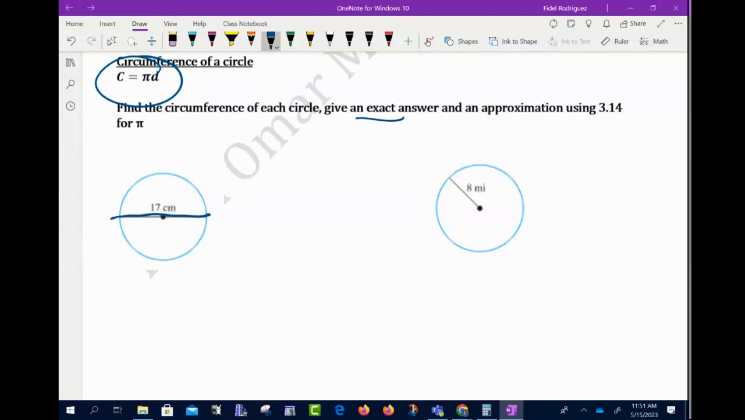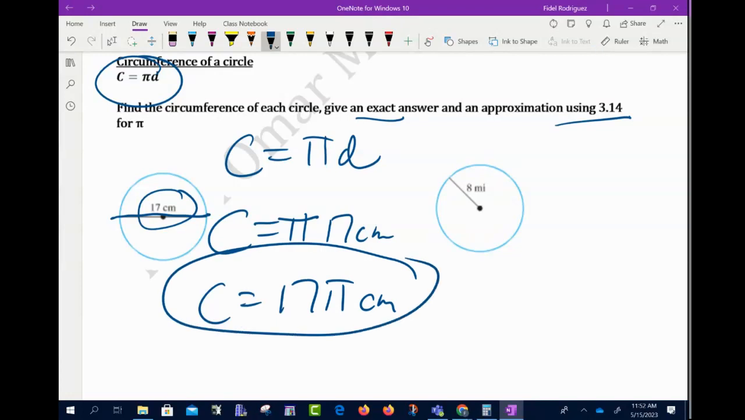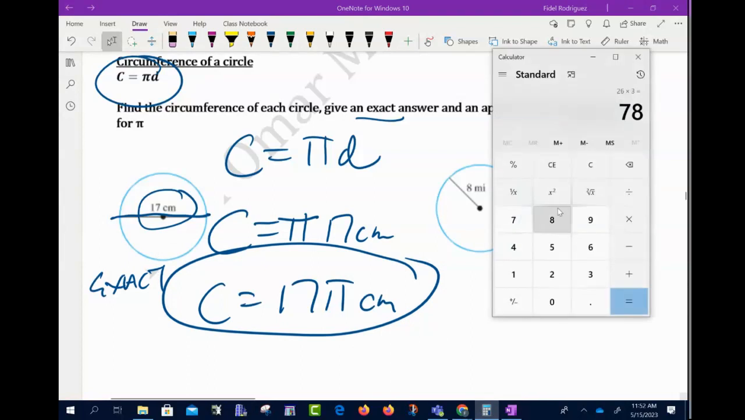We want to find something we call an exact answer and then something called an approximation. Okay, so the formula says, look, we're going to use pi times d. So the exact answer, y'all, would be pi times 17 centimeters. And this is what we would call the exact value. Okay, we just call it 17 pi.